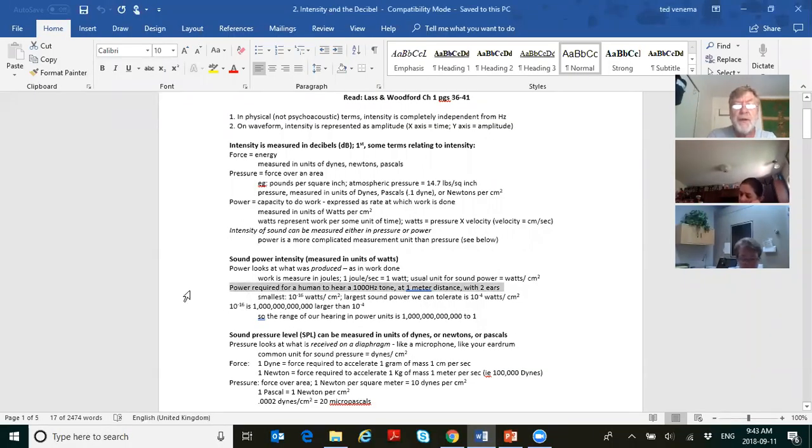Yikes. The softest power required to just barely hear is 10 to the minus 16 watts per centimeter squared. What the Sam Hill is that? Let's look at it. That is small. That's a 1 with 15 zeros in front of it and a decimal. That's like going 0.000,000,000,000,0001. That's about a trillionth of a watt. A trillionth. So let's look at what a trillion is.